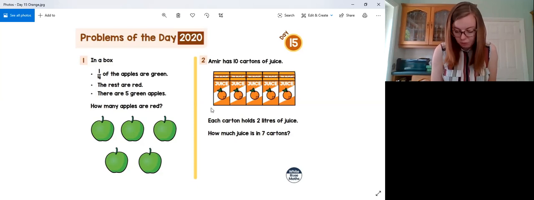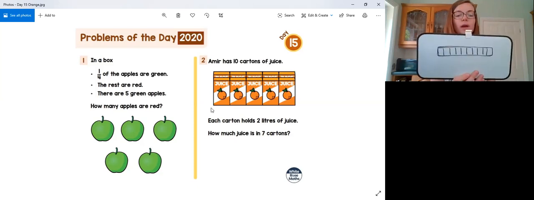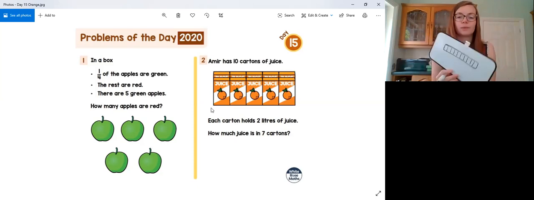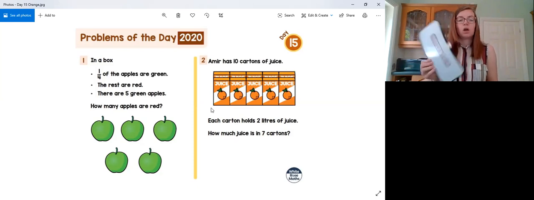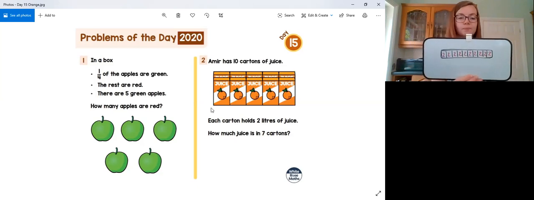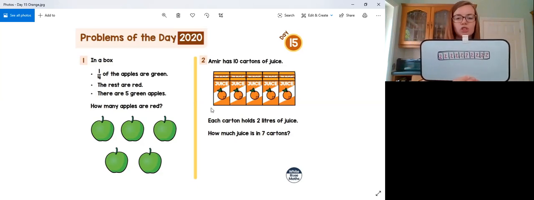Oh, bad bar drawing today. Okay, so I've got 10 cartons of juice. I'm also told that each carton holds 2 litres. So I'm going to put a number 2 in each of those because every carton holds 2 litres of juice. And I want to know how much juice is in 7 cartons.